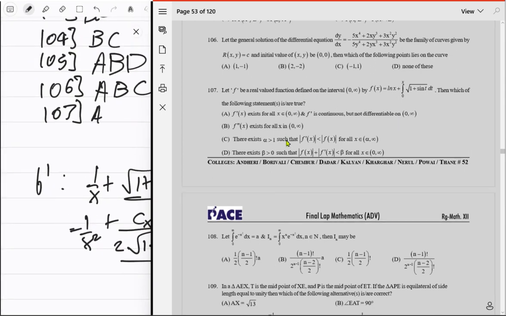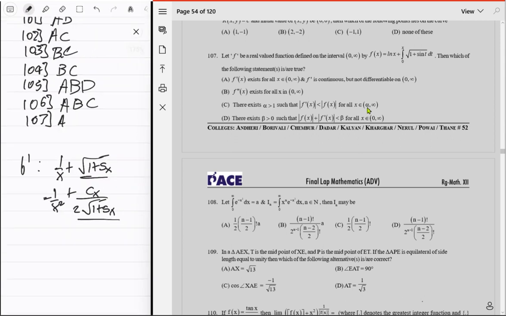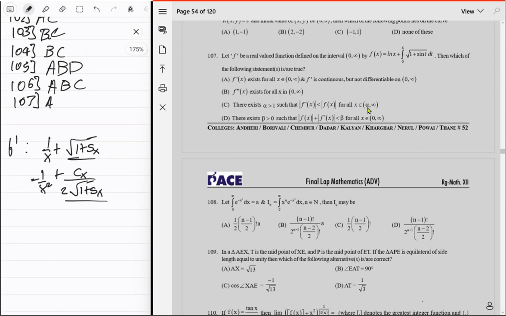और क्या है? f double dash exists? No. For all x नहीं. For some x yes. Exists alpha bigger than 1 such that f dash of x is less than f of x for all x belong to alpha comma infinity. All x, okay, this is kind of weird. F dash of x is less than f of x. What? ये जो इंटीग्रेशन करने वाला है, how do you actually, and this is for all x belonging to 0 to infinity.